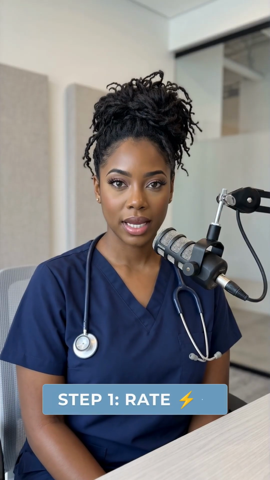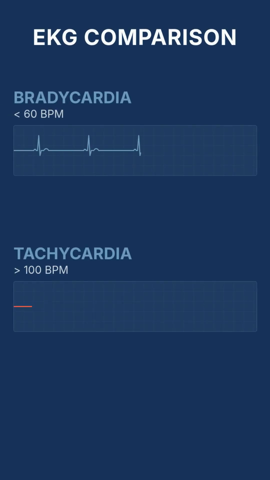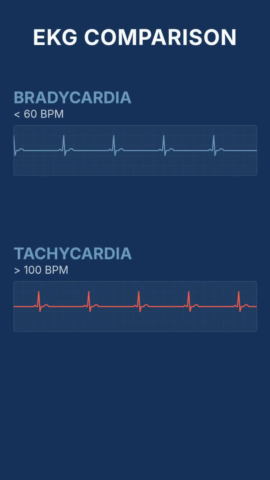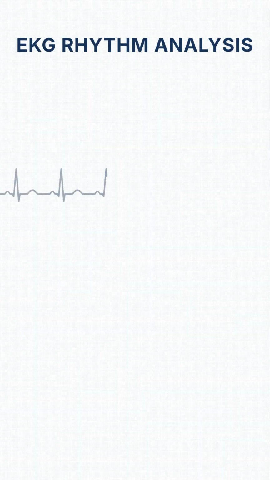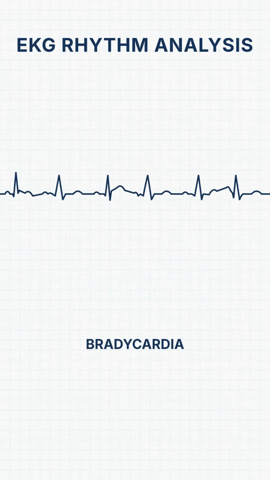Now let's talk about rate. Normal heart rate for an adult is between 60 to 100 beats per minute. Below 60 is bradycardia, while above 100 is tachycardia. It's that simple. And you don't need to do complicated math. Just look at the spacing. Close together is fast, spread out is slow.